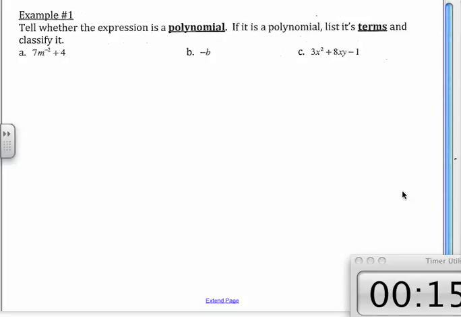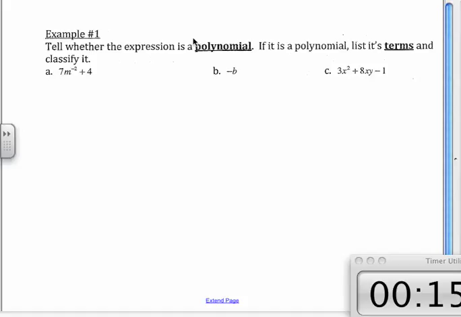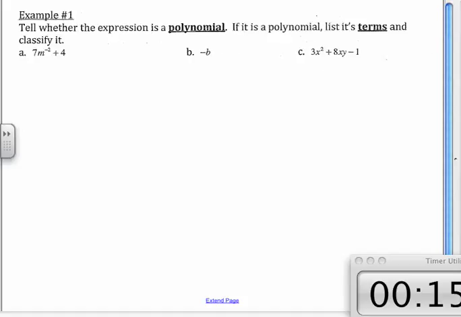Okay, guys, looking at example number 1 here, it says, tell whether the expression is a polynomial. If it is a polynomial, list its terms and classify it. Okay, so there are a few things that we have to do here. Let's look at this first one. This first one is actually not a polynomial.